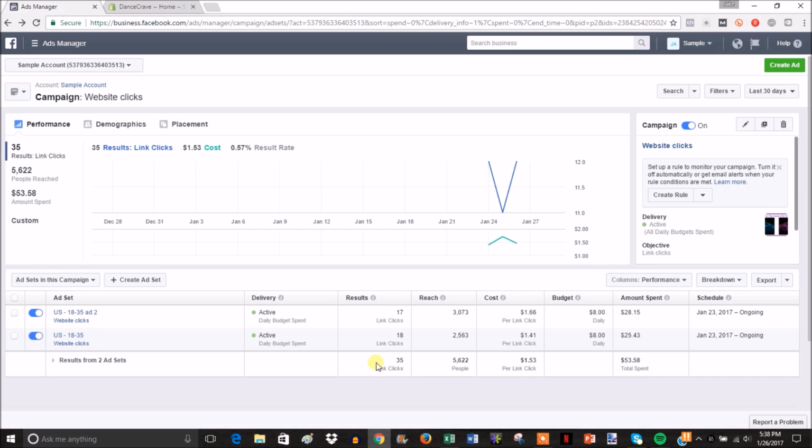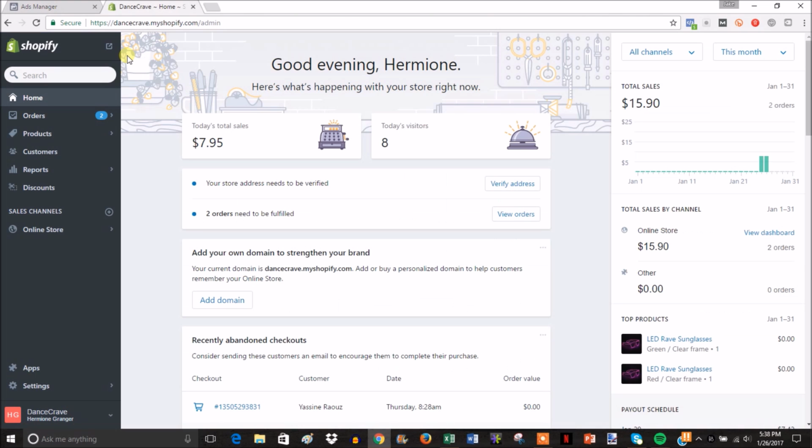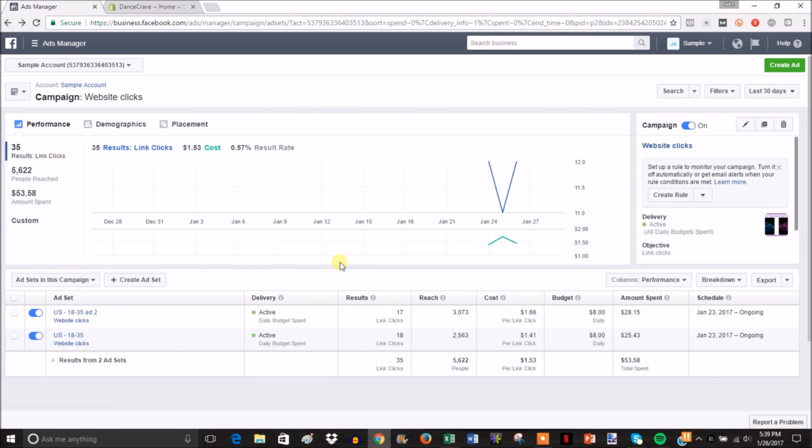So if we have one sale out of 35 clicks, we're already looking at close to a 3% conversion rate, so that's pretty good. And given the fact that our store, to put it simply, well, it looks awful and it's a complete skeleton, the fact that we generated a sale already is actually pretty promising in regards to this niche. So with that being said, this is going to be the last video of this series.